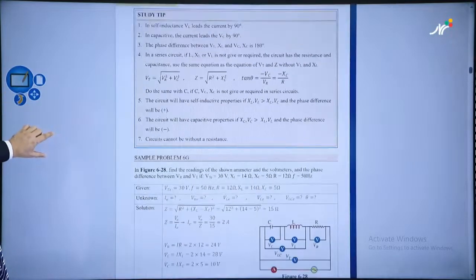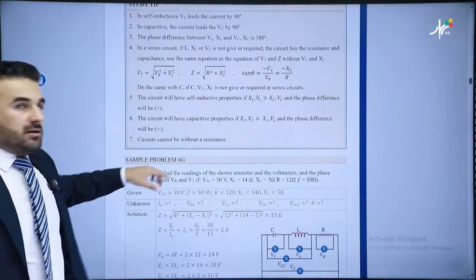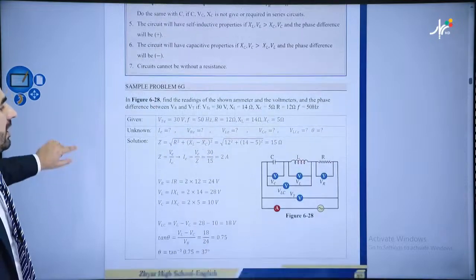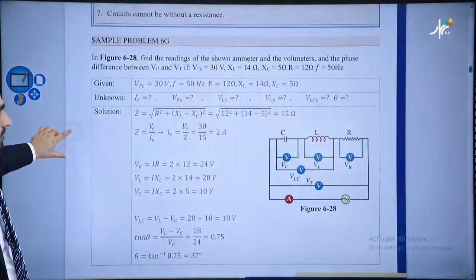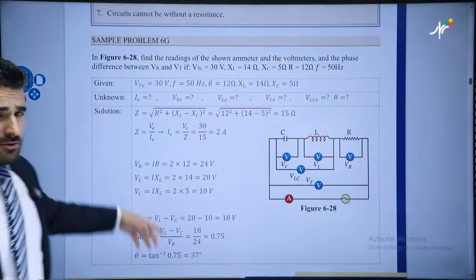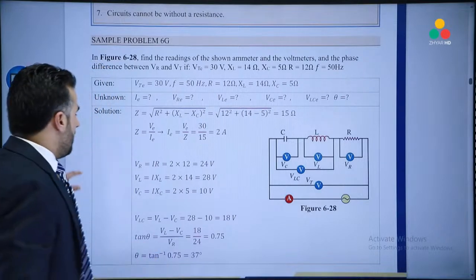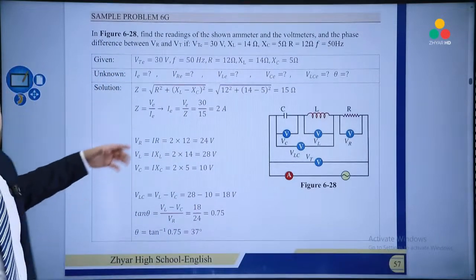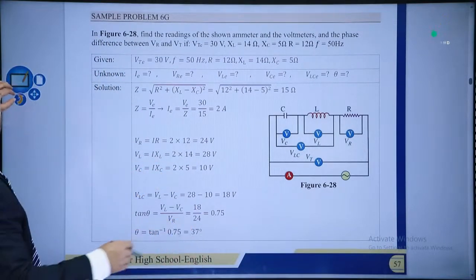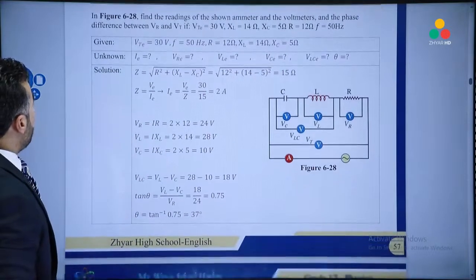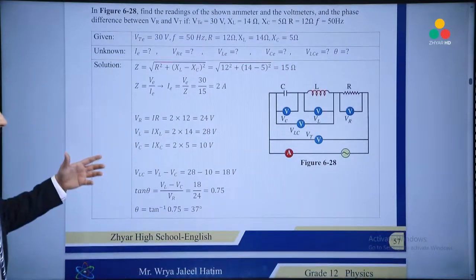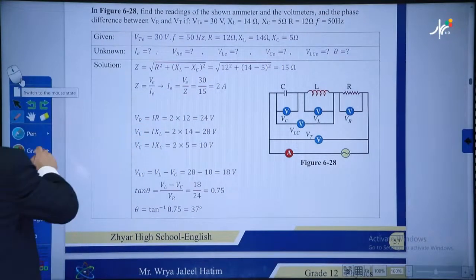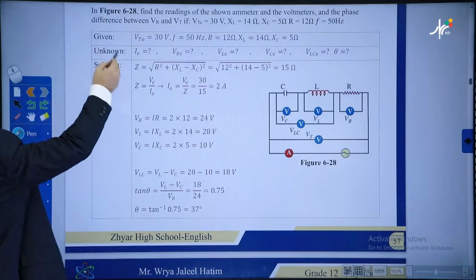This is also very important. And also, circuits cannot be without a resistance, so this is also something very important. Now let's solve this question. Obviously, solving this question will help you to understand how things are done here, so perhaps it makes it very easy for you. So let's go through it together and see how we can solve any question that is related to these concepts here.